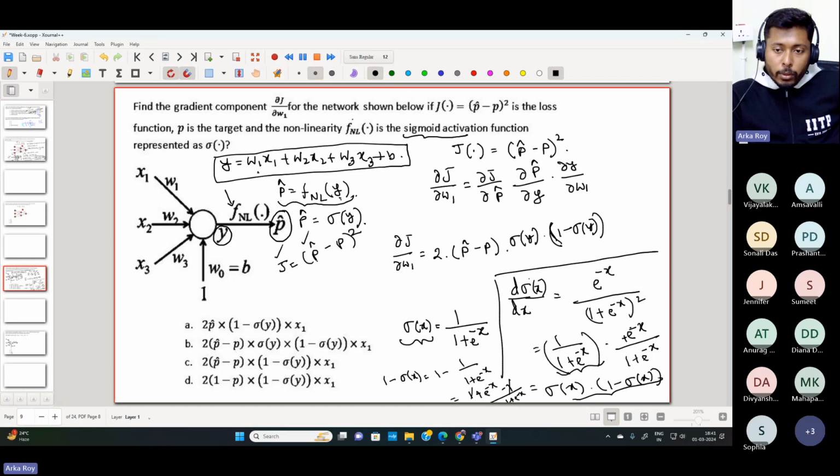So now you can see if you take the derivative of sigma x, you will get this form: sigma x into 1 minus sigma x. So here we are doing the same. Instead of x, we are having y. So you are taking the derivative of the sigmoid function. Like what you have got over here, we are writing the same here. Any confusion?